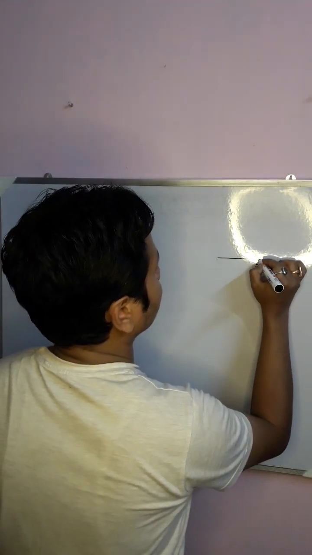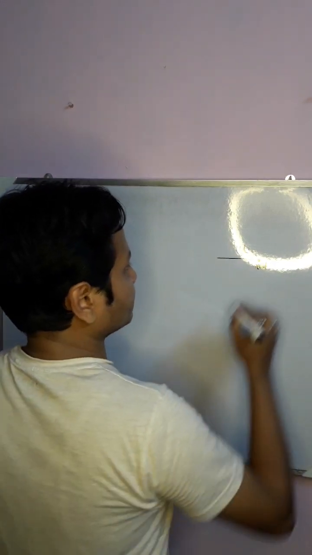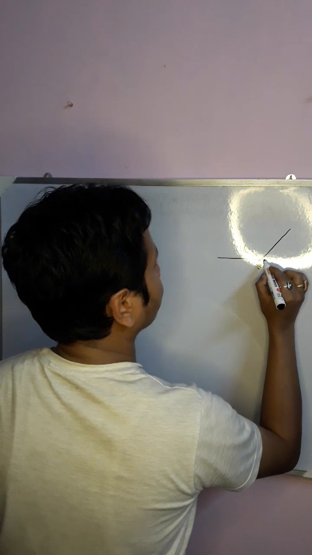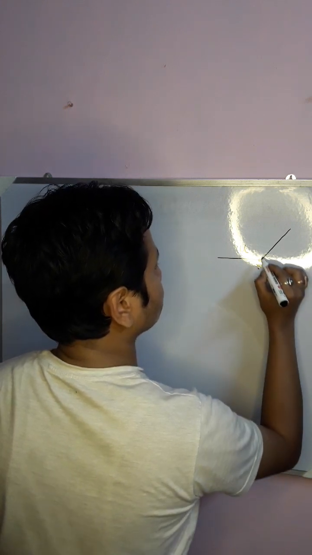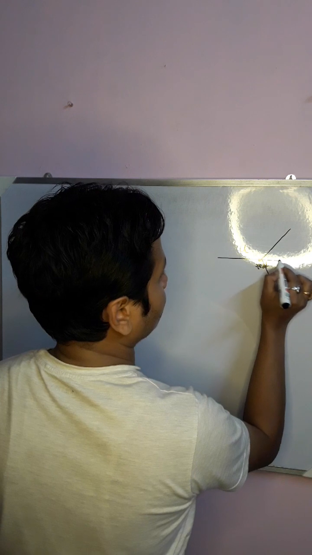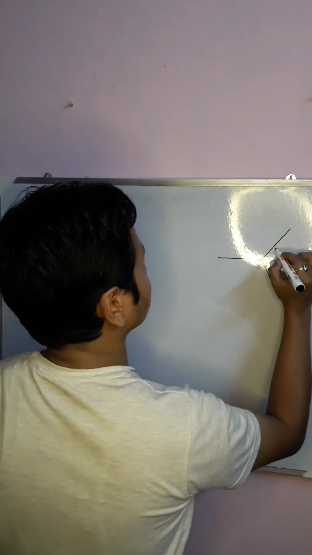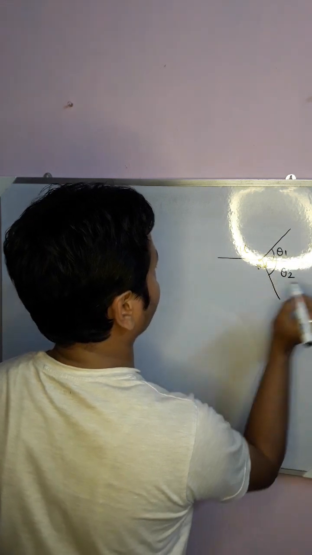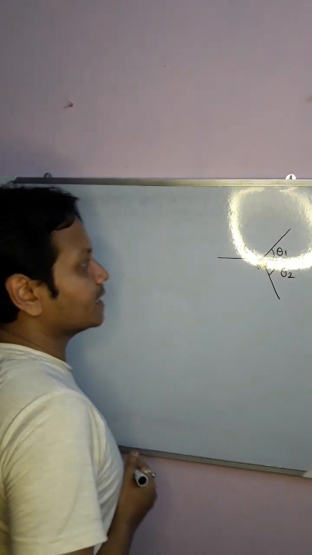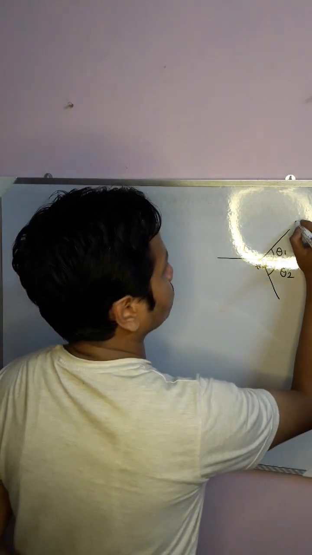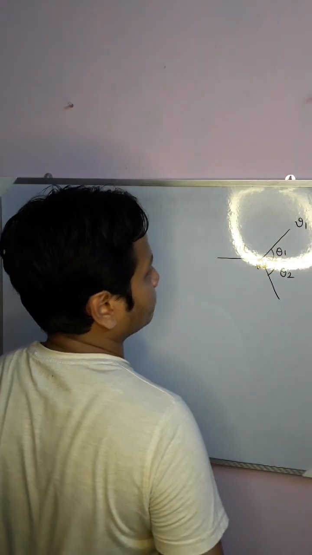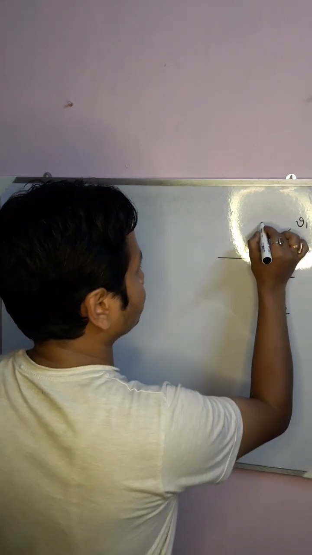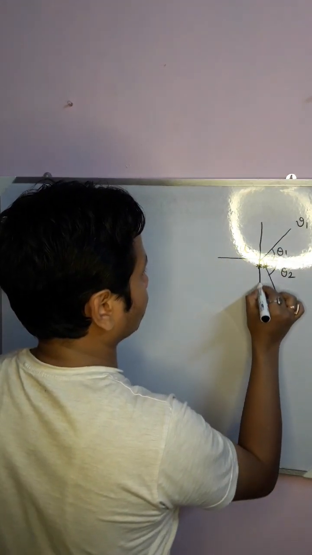Now after suffering collision, the incident particle is scattered at a particular angle and the target particle recoils. If this is the original line, the scattering angle is theta 1 and the recoil angle is theta 2. After scattering, the incident particle moves with a velocity v1, and after recoiling the target moves with a velocity v2. So this is the diagram.